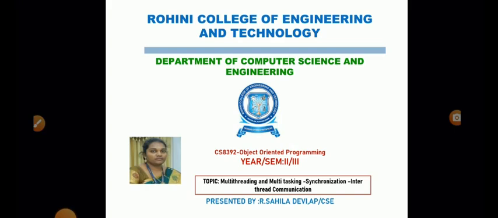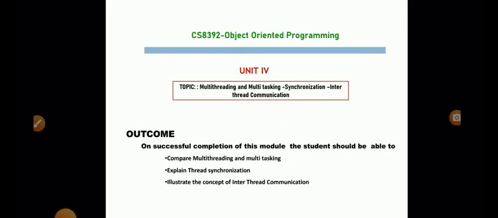In this Object-Oriented Programming subject, in Unit 4, we have the following topics: multi-threading and multitasking, synchronization and inter-thread communication. All these things we are going to discuss in this lecture. The outcome is, on successful completion of this module, the student should be able to compare multi-threading and multitasking, explain the thread synchronization concept, and illustrate the concept of inter-thread communication.